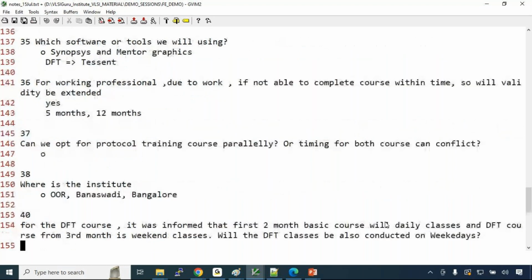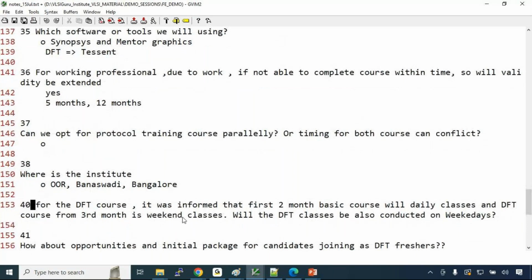For the DFT course, it was informed that the first 2 months of basic course will be daily classes, and from the third month it will be weekend. It's not weekend courses; it will be done during the weekdays. From the third month onwards, we divide people into two categories: freshers and experienced people. For freshers, it's a 6-day course. Theory sessions happen on Saturday and Sunday. The lab and interview sessions happen during the weekdays.